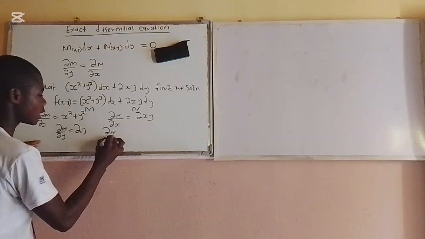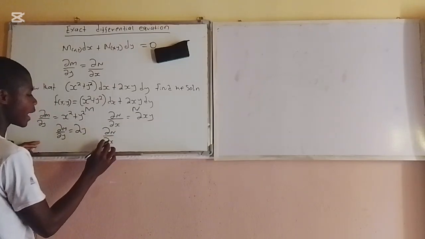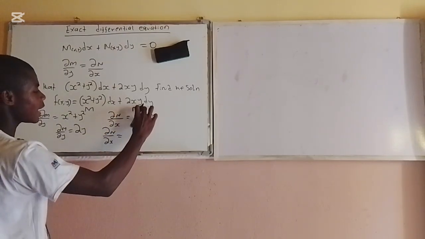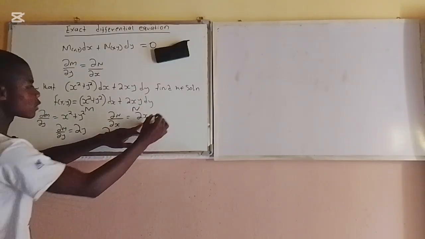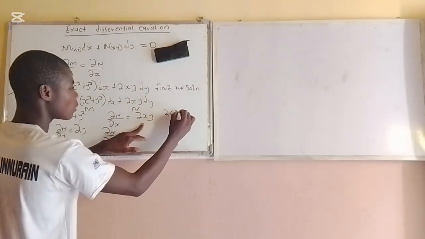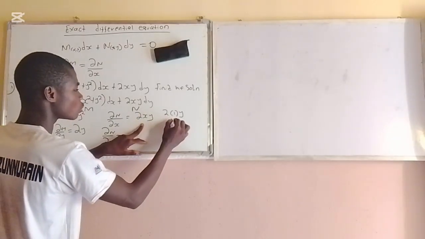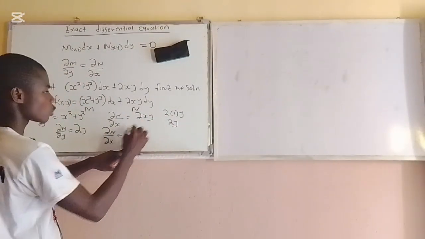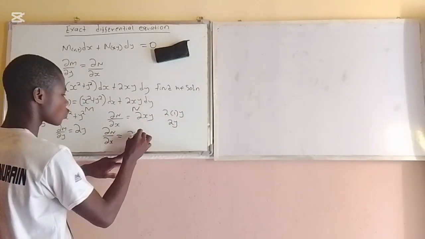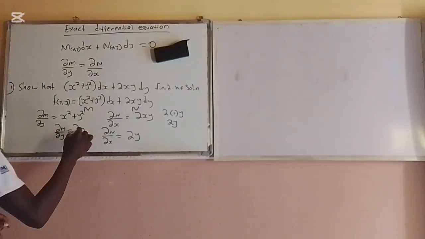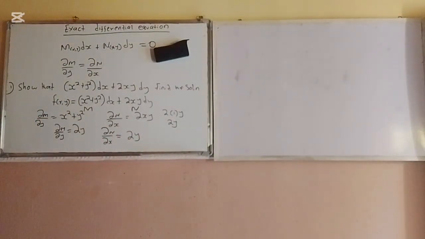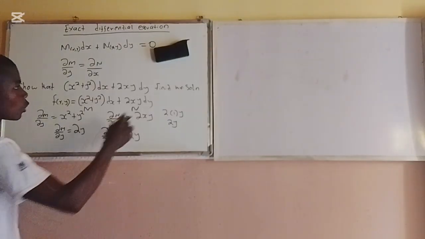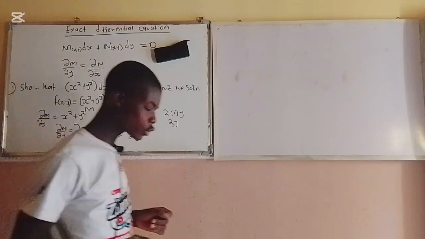And for the partial derivative of N with respect to x, if I differentiate this 2xy with respect to x, the x becomes 1 multiplied by y. 2 times 1, which is 2, multiplied by y, is 2y. So this now becomes 2y. As you can see, the equation is exact, 2y equals 2y. So therefore this equation is exact.